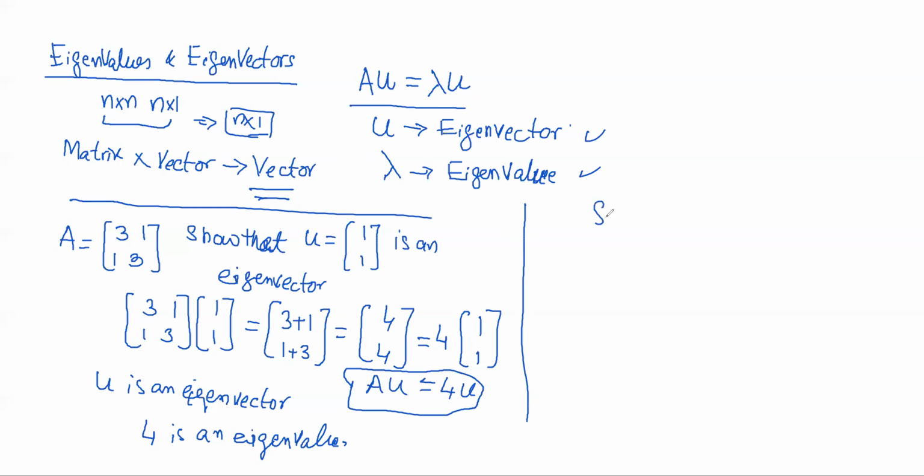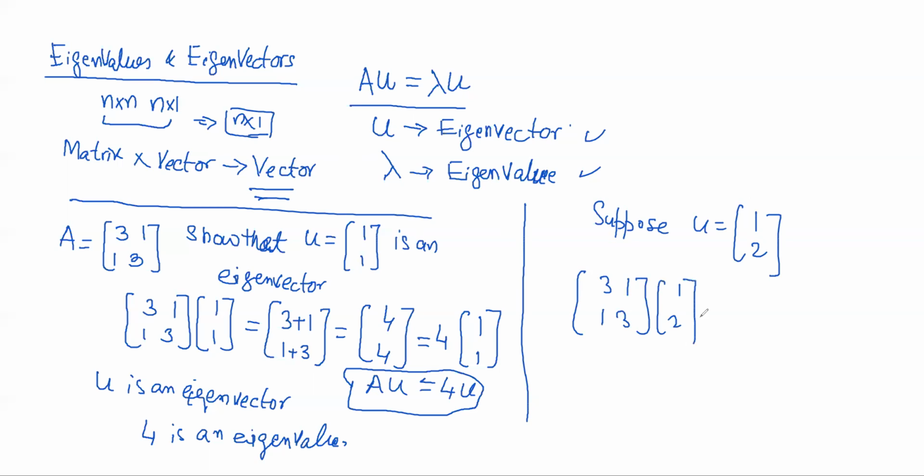Suppose, as one last example, U is equal to 1, 2 instead of 1, 1. Let us check if it is an eigenvector or not. So 3, 1, 1, 3 multiplied by 1, 2. It will be 3 times 1 is 3, plus 1 times 2 is 2, and then 1 times 1 is 1, plus 3 times 2 is 6. So it is 5, 7. Now this 5, 7 you cannot write in this form.